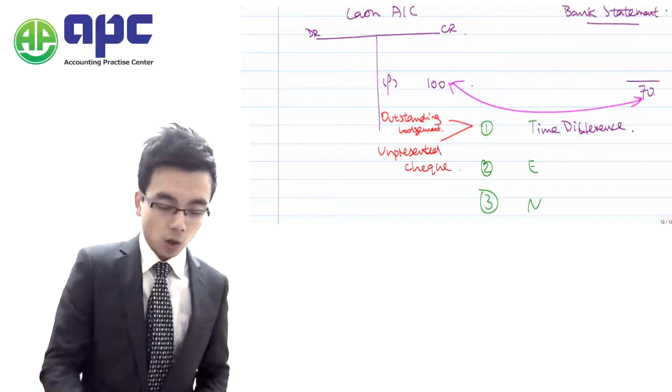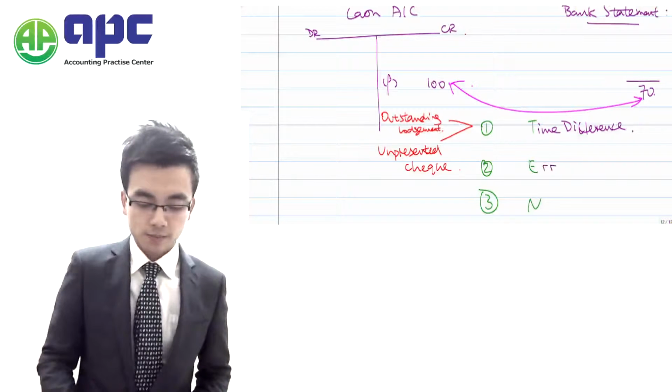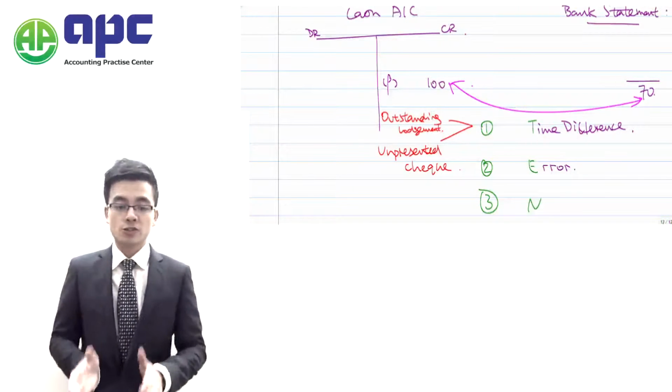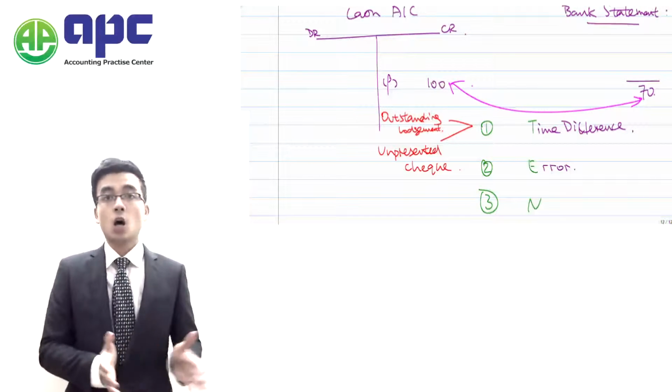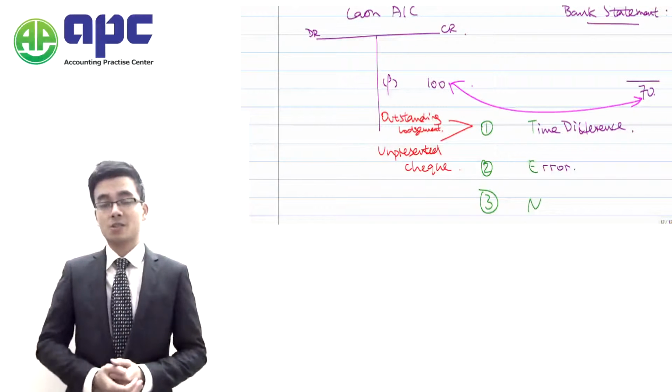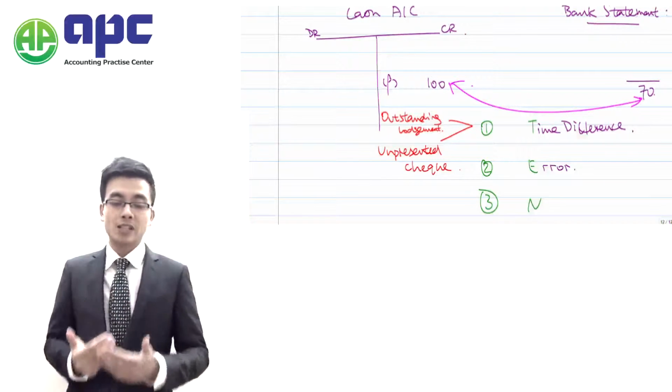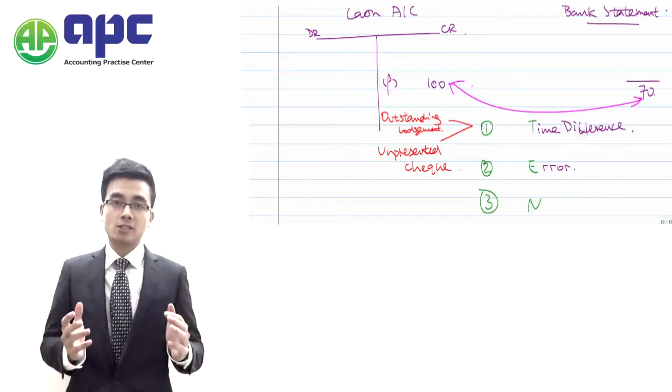Secondly, because errors exist. Errors may exist mostly in our cash account, or sometimes within our bank statements as well, but mostly within our cash account. So what we need to do is correct those errors.